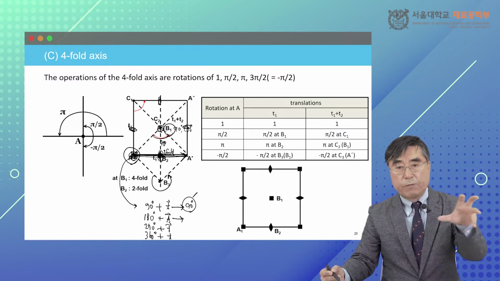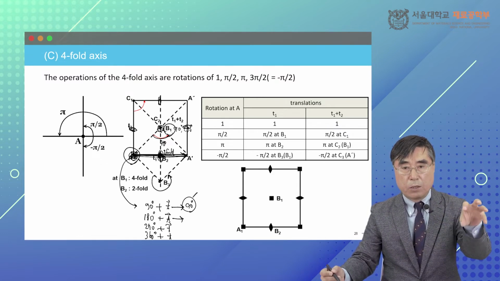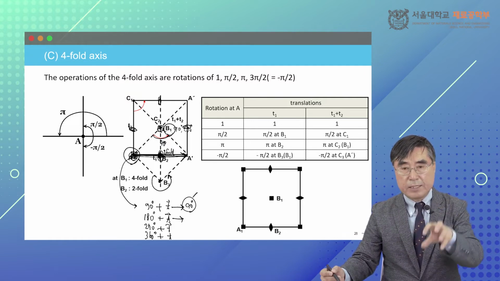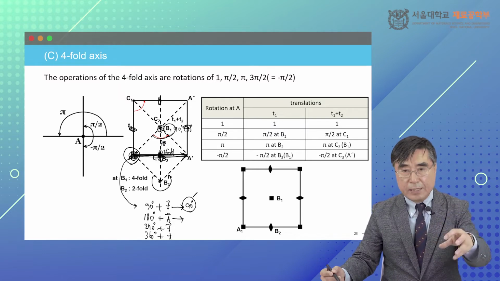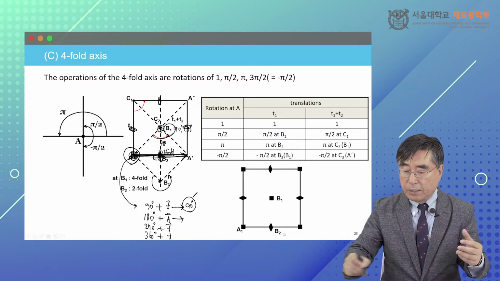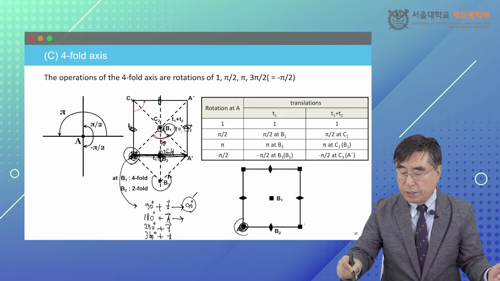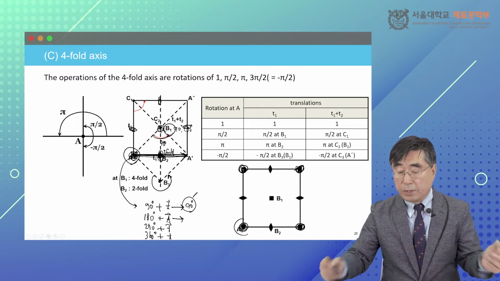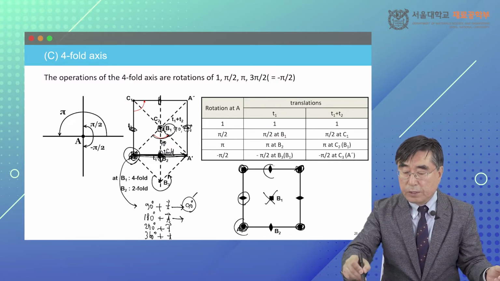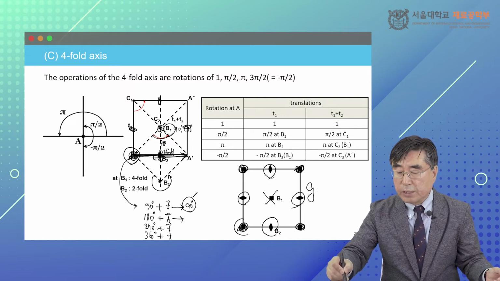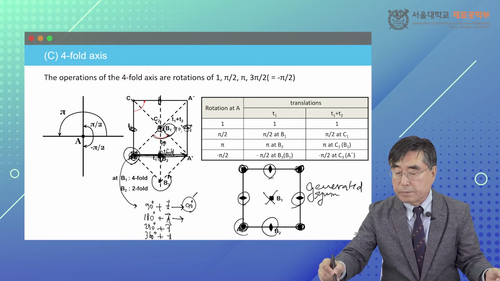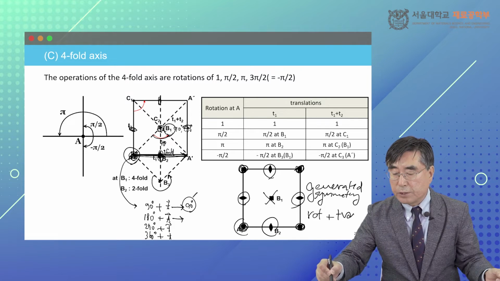Again, when you put a fourfold general pole along each lattice point, you can find out that these extra symmetries indeed can be developed. So these are the symmetry elements. The lattice points are here, here, here, here, and each lattice point has fourfold. These fourfold, these twofold, those are all the generated symmetry elements due to the rotation and translation.